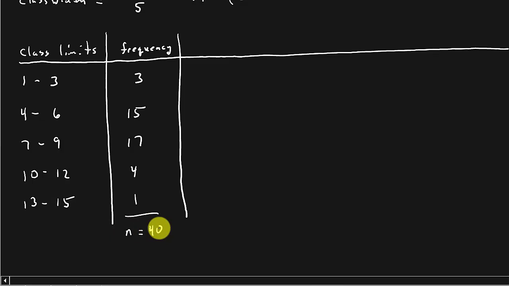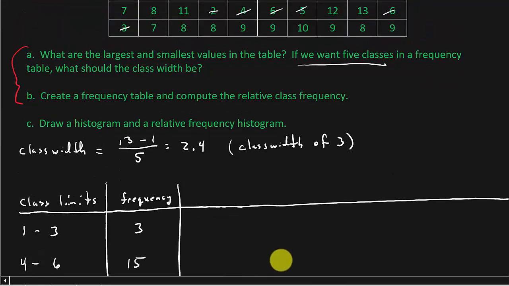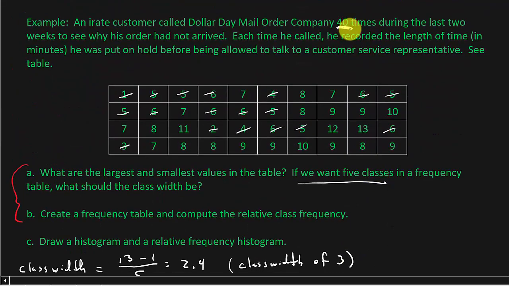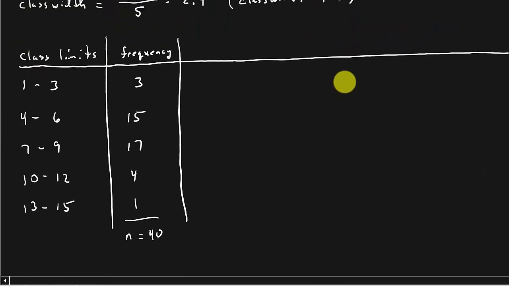That's the sum of the frequencies. So we got n equals 40. That matches how many numbers we have. So more than likely we counted them right. Yes, you could have the numbers matched and have these numbers wrong. This sum could equal how many you have, and this could be wrong. Because, I mean, you could count one too many here and one less here. So there is that possibility. Okay.